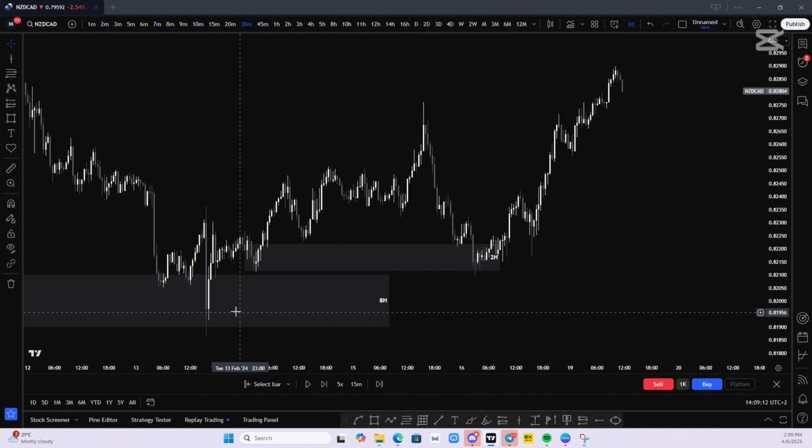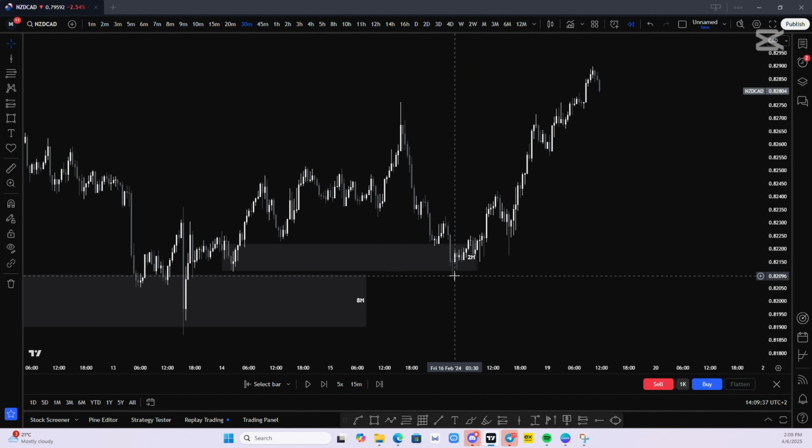Kindly note that when price spikes your demand or supply area out and then pushes in the opposite direction, that doesn't necessarily mean that your demand or supply area has been violated. A demand or supply area is only violated when price violates it and then closes below or above it. So if price closed below this demand area, that would have meant that our demand area has been violated.